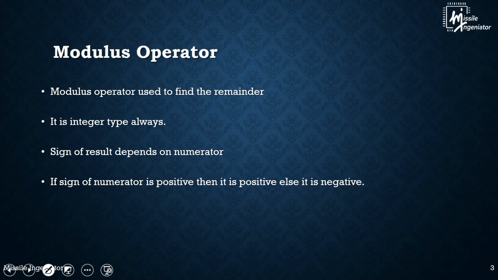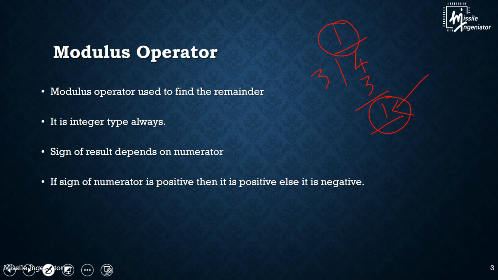The modulus operator is used to find the remainder. If I take the previous example, dividing 4 by 3, the remainder is 1. So this quotient is found using the division operator, and this remainder is found using the modulus operator. The modulus operator should always be used with an integer type. It cannot be used with a float type.